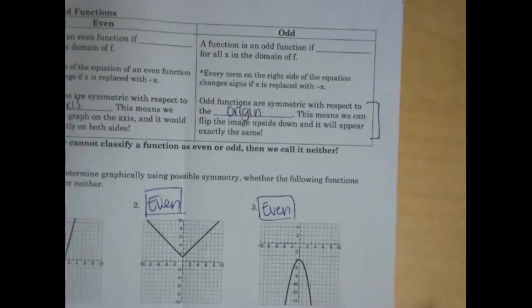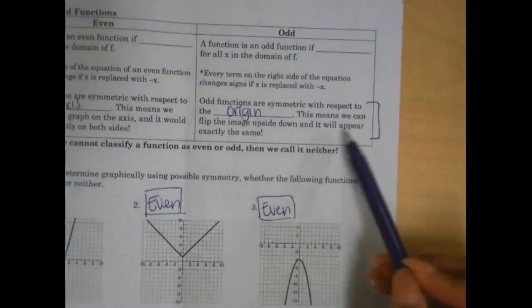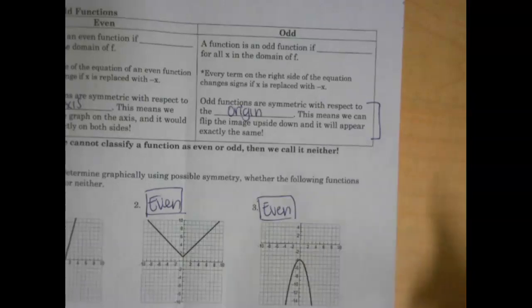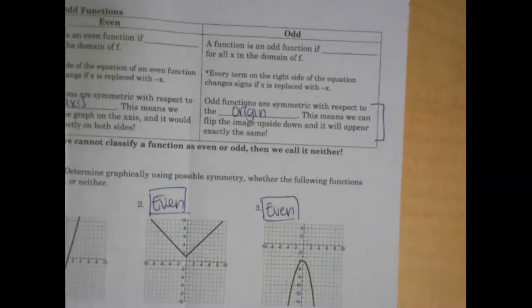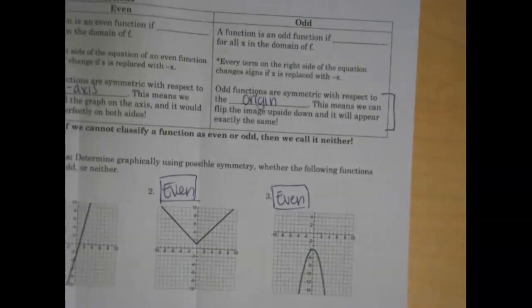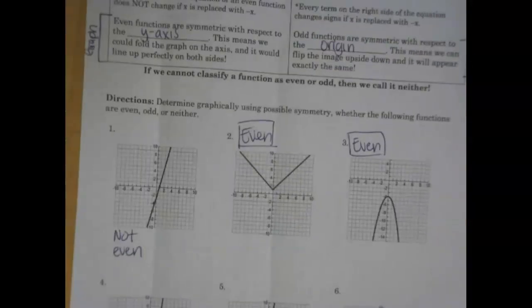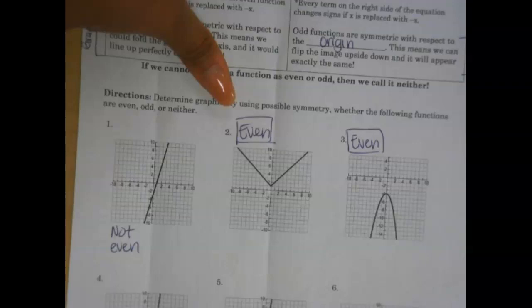And that means you can literally flip the image upside down and it will appear the exact same. I don't mind this method, but my issue with it is, for me at least, I can't always tell if it's actually symmetric or if my mind just wants to believe it. So for instance, I know question 1 is not even. So if I was to flip this upside down for odd, it looks like it's going to work out, but for me at least, I can't tell.